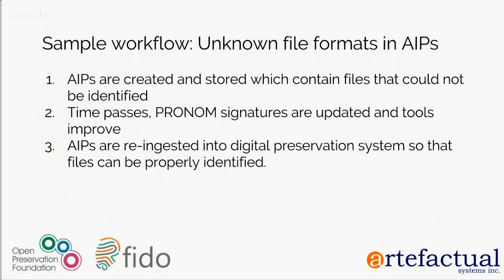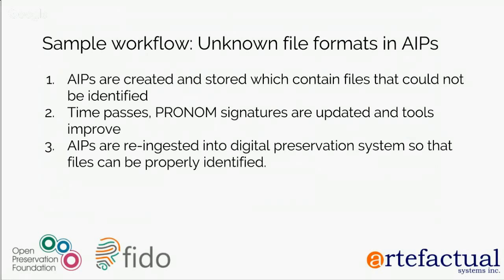So once those formats are in a PRONOM release and the tools are updated, the archivist would then be able to pull the AIP out of archival storage with the offending files back into the digital preservation system, in this case Archivematica, and rerun file identification so that they could be accurately identified. That implies that you could also rerun your other digital preservation tools. So if now you have identification information, it's a good time also to rerun characterization and validation and possibly normalization if that's part of your preservation workflow.